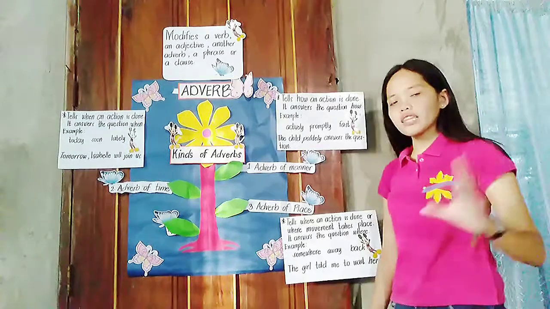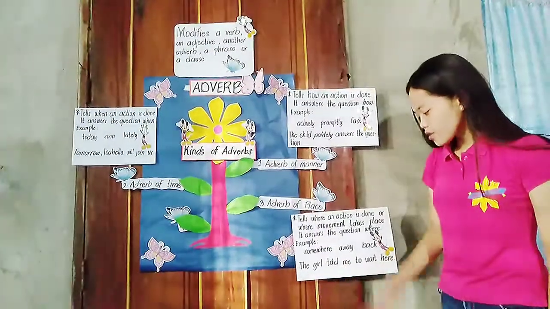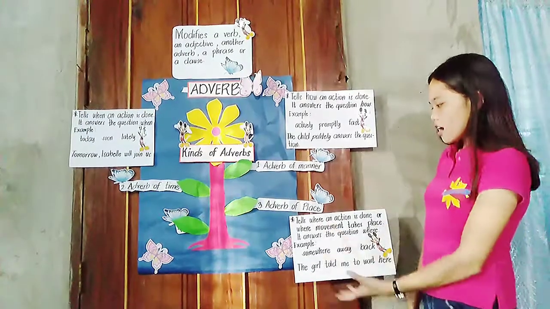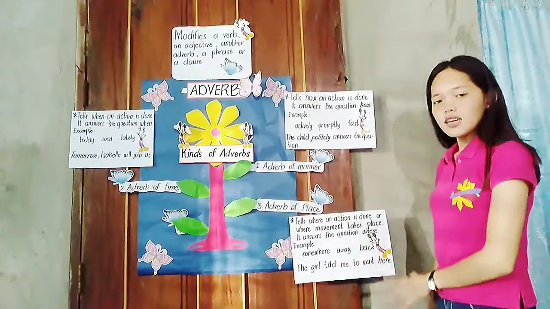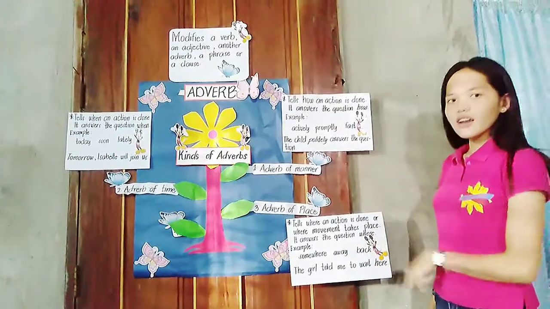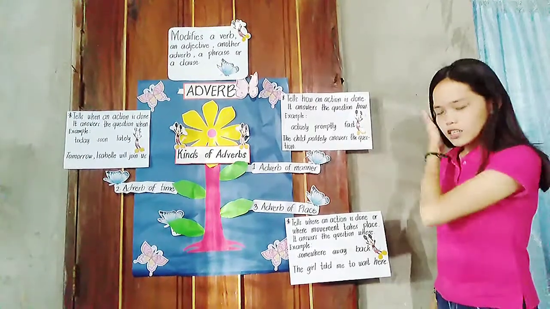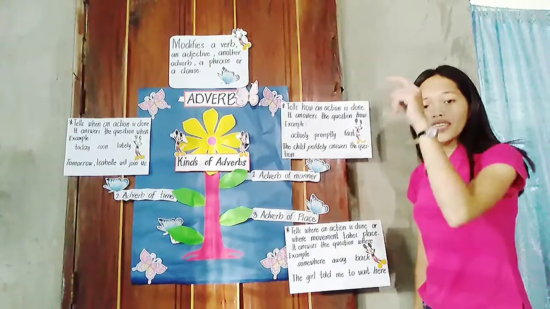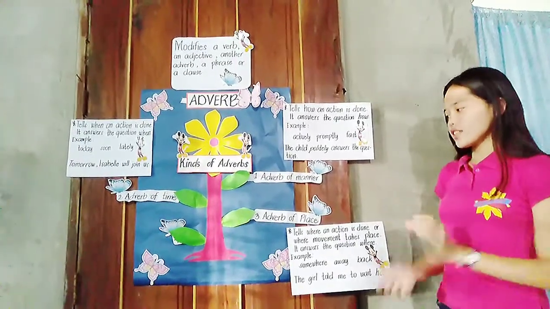So let's now create a sentence. Here's the example: The girl told me to wait here. What is the adverb of place here? Very good, here. Now let's create a question: Where was the girl told to wait? Here. Very well said.